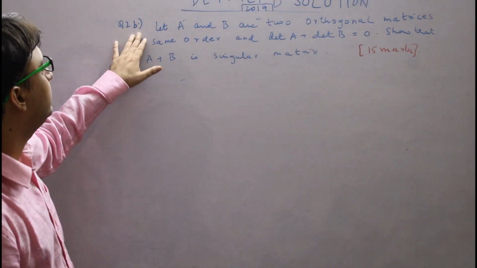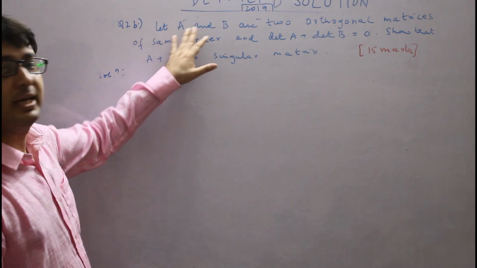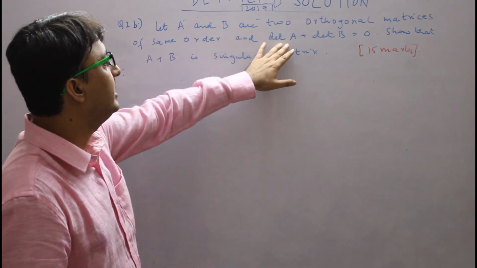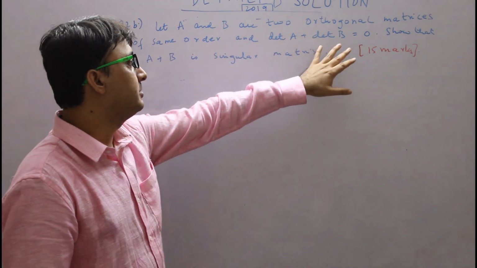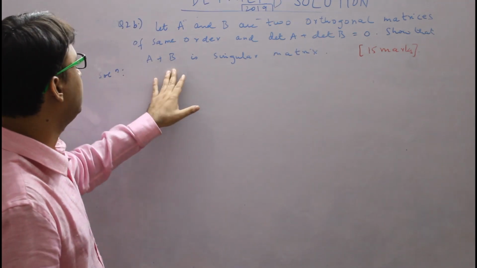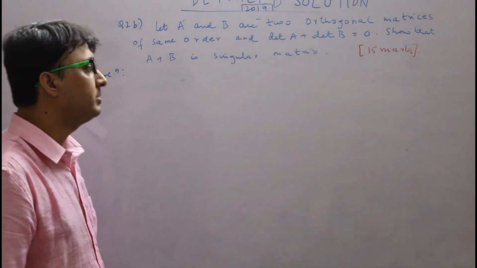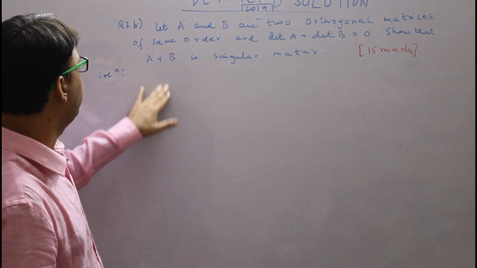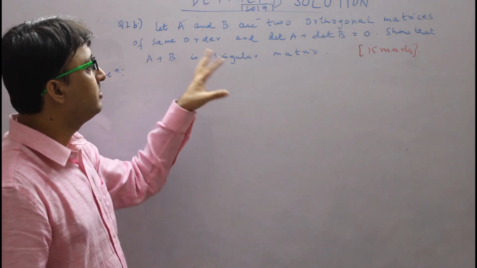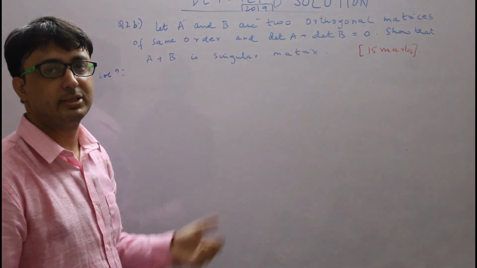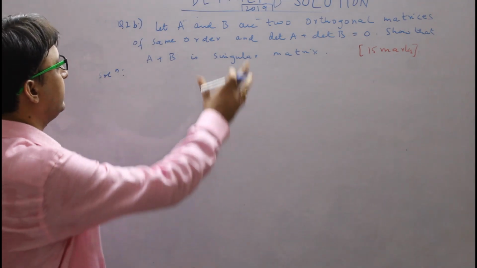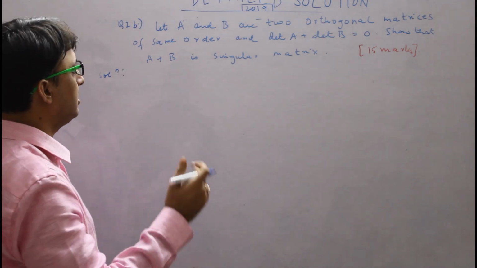This is question number 2b. Let A and B be two orthogonal matrices of the same order and determinant A plus determinant B is equal to 0. Then we have to show that A plus B is a singular matrix. This question was asked for 15 marks. And now UPSC is oftentimes asking in linear algebra theorems or some properties of orthogonal matrix, Hermitian matrix. Last year also they have asked. Now if we understand the basic properties, then we will be able to solve this question.